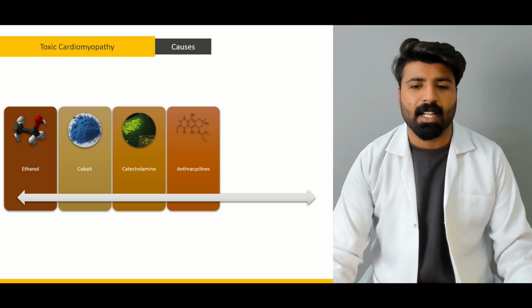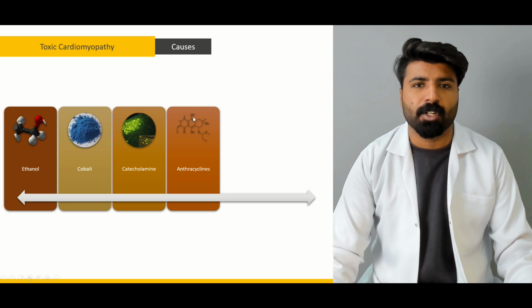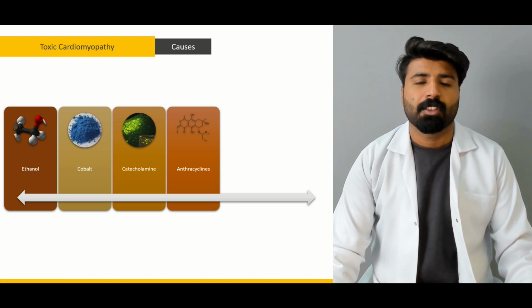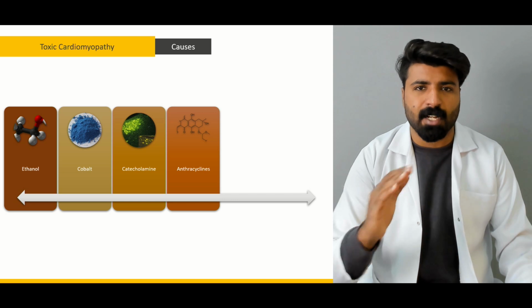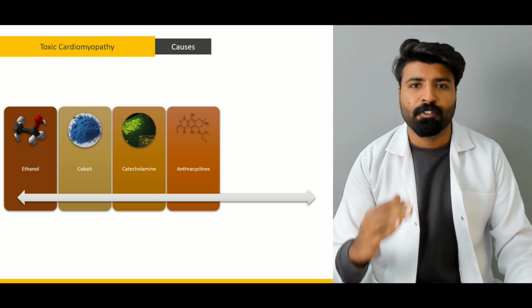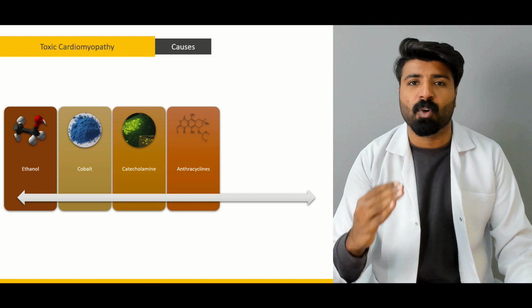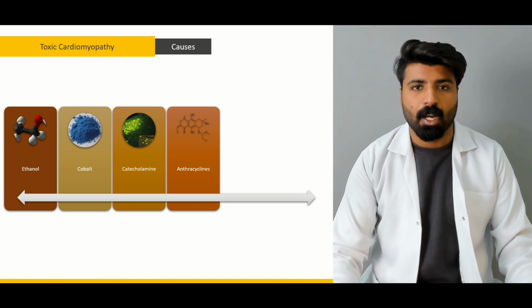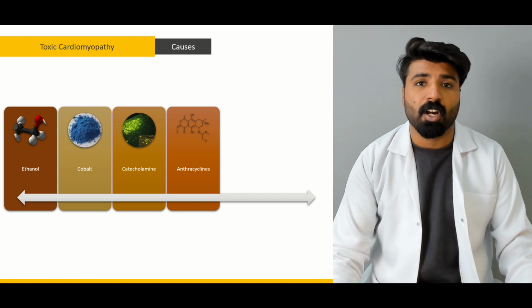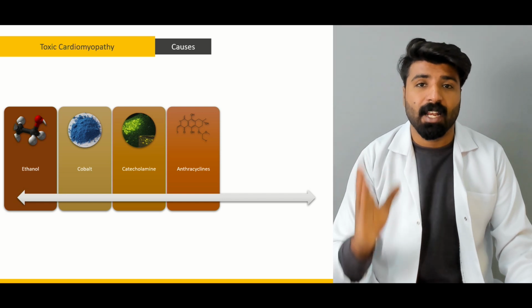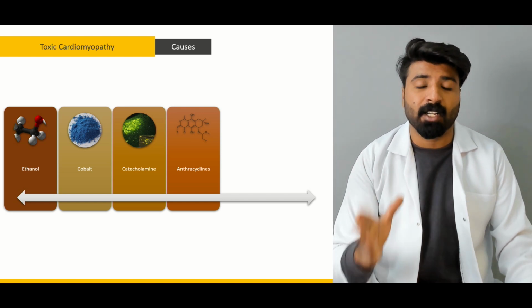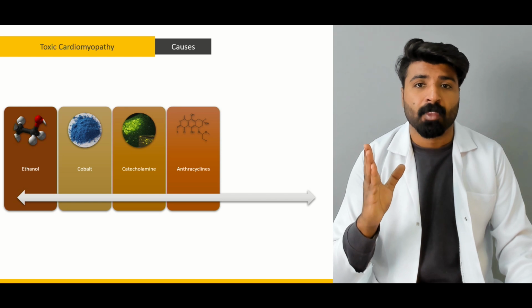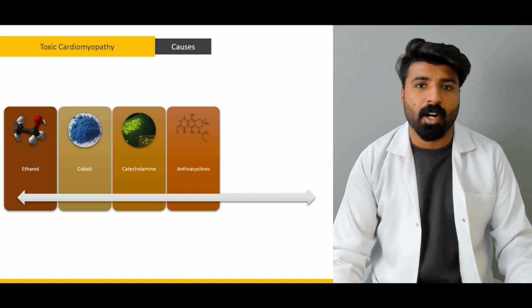What are anthracyclines? Anthracyclines are actually chemotherapeutic agents. These chemotherapeutic agents have a set safety index. After that set safety index, they are going to cause toxic cardiomyopathies by directly affecting the myocardium, by directly affecting and destroying the myocardial cells.